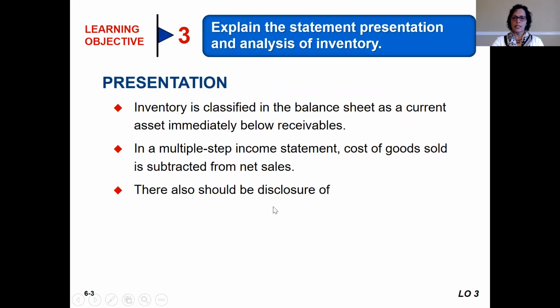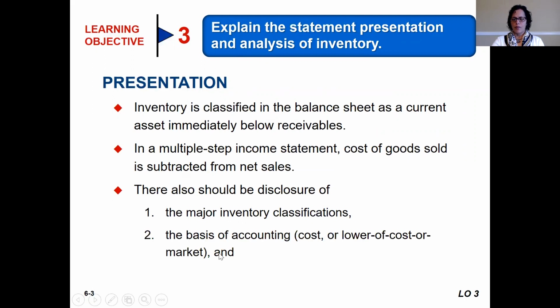We also need additional information about inventory in our balance sheet. So what else needs to be disclosed? What are the major classifications of inventory that you have? What's the basis of accounting you have used? What's the costing method you have used? And the costing method we went over in the last video, and the basis of accounting we're going to now look at in the next slide, what that means.